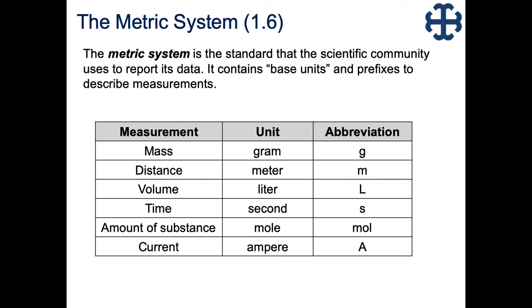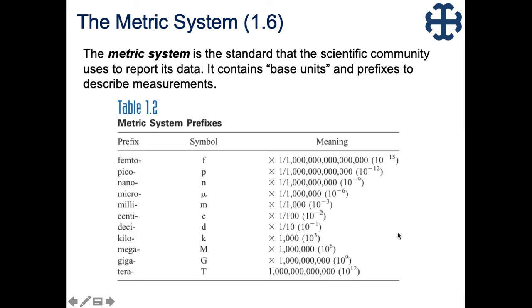And current, which we probably won't end up using this semester, but still a good one to know, is an ampere or an amp. Okay? And those are the abbreviations given for them. Within the metric system, we also have prefixes.